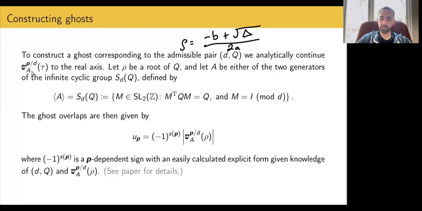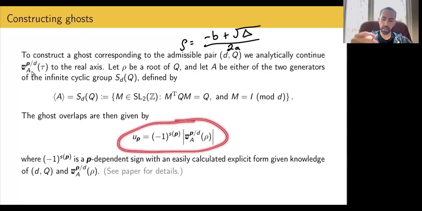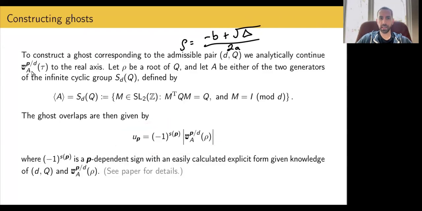Then the ghost overlaps are given by the absolute value of this Shin function times some sign, which I'm not going to write out explicitly, but you can write it out easily and compute it if you know the admissible pair and you know this Shin value. So these are the things, remember, the blue things, these Stark units that live on the real line that we were after. This is as close to an explicit form as I can give you in a one-hour lecture for these things. I can do a little bit better than that though.